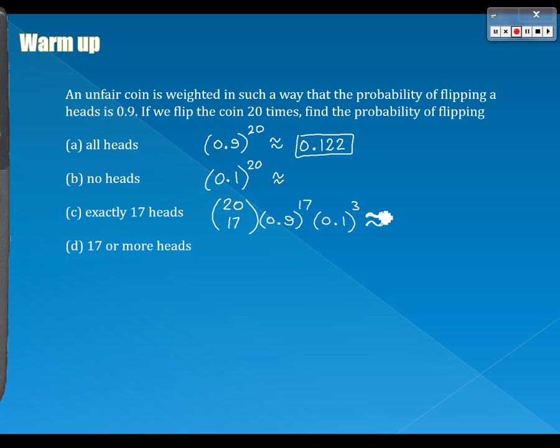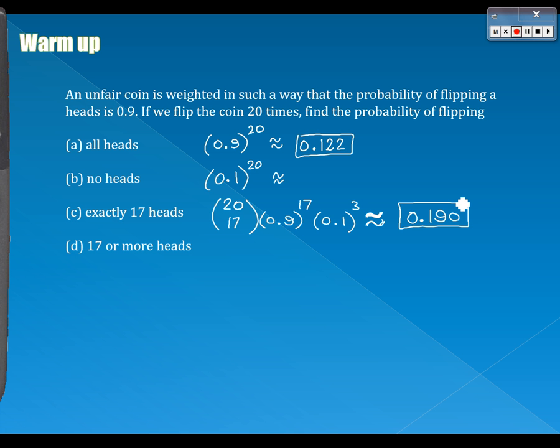Someone? 0.190. Okay, so 3 sig figs. And then 17 or more heads. Talk us through that one then. What do we mean there? What's the computation we have to do? A little bit laborious, but we can do it.